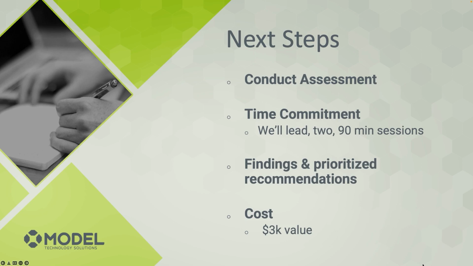So where do we go from here? Well, the next steps would be to get a hold of us and conduct an assessment. The assessment consists of two 90-minute sessions that we'll lead, and out of that are findings and recommendations in a prioritized manner. Those recommendations will be listed so that you can understand how to get from one area of your maturity model to the next area, and that cost is typically $3,000.